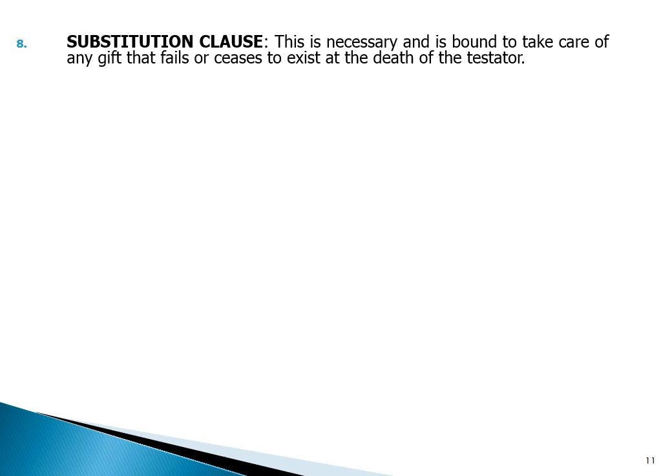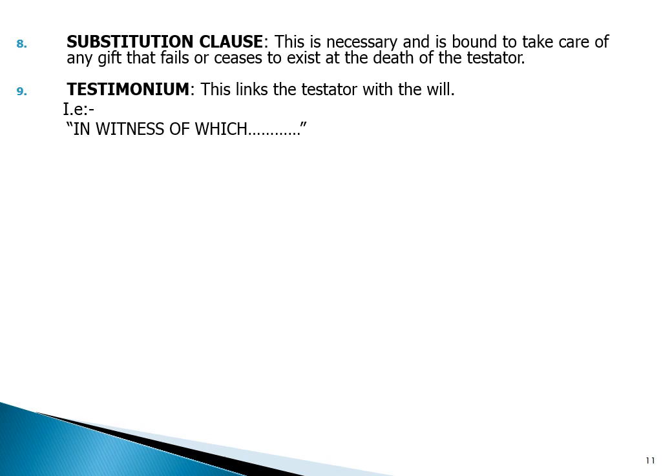8. Substitution clause. This is necessary and is meant to take care of any gift that fails or ceases to exist at the death of the testator. 9. Testimonial. This links the testator with the will, i.e., in witness of which. 10. Execution and attestation clause.